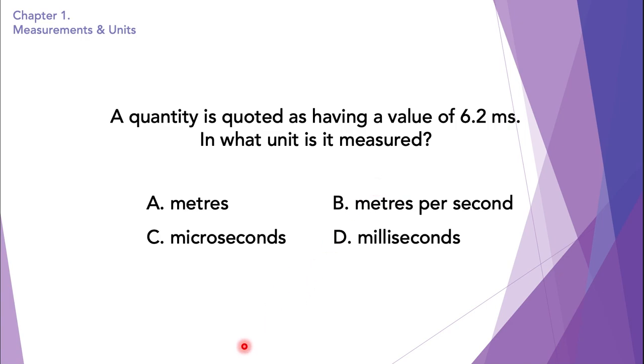So the correct answer is D. The unit is milliseconds. It's not meters, because the symbol for meters is just a small m, there's no S. And if we think it was meters per second, that is also incorrect, because meters per second is written as m/s. So this is only ms. It is not m/s.